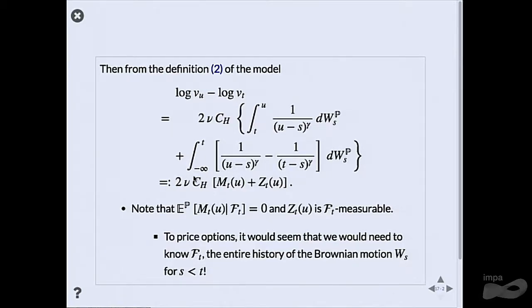I call this M for martingale, and Z, well, Z in the literature, I'm not sure why it's called Z. But this is the part that probably turned people off these non-Markovian models, because they say, I need to know the history of everything to be able to price options. And even if I were given this information, what would I do with it? It sounds like a pretty tough computational problem.